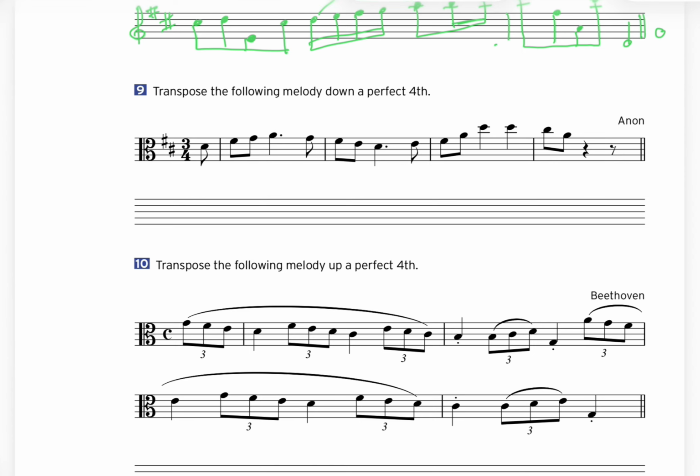So today we are continuing with our topic, which was transposing tunes up or down. Till now, in the previous two videos, we have done the transposition of minor second and major second, and minor and major third. So today we are going to do the transposition in perfect fourth and fifth.